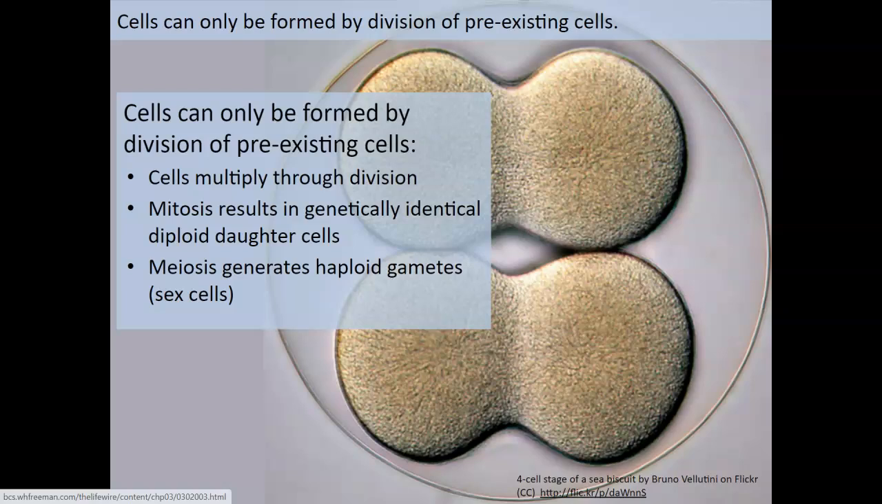One thing we know about cells is that cells can only be formed from the division of pre-existing cells. We know this to be true. We've seen this in lab. We know cells multiply through cell division. We've learned about two different types of cell division. Mitosis results in genetically identical diploid daughter cells, whereas meiosis generates genetically different haploid daughter cells. Meiosis makes the gametes, which are used in sexual reproduction. Either way, cells come from the division of pre-existing cells.